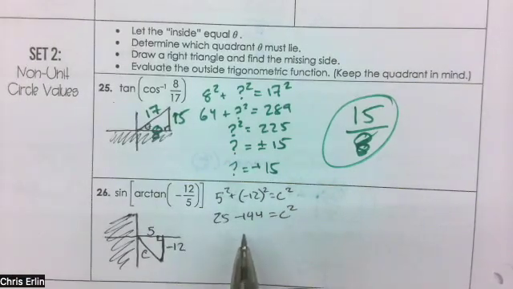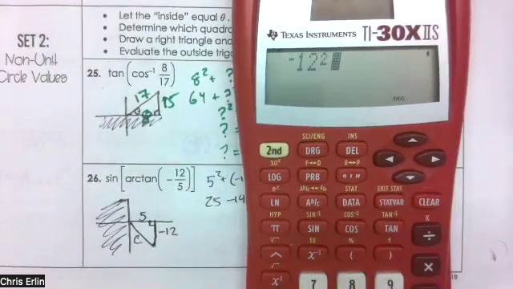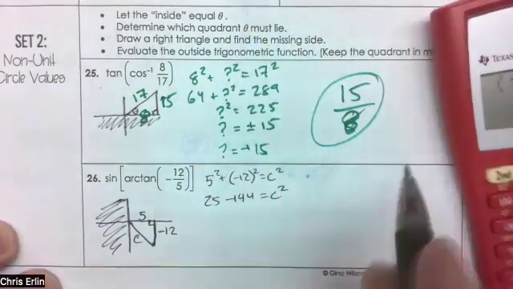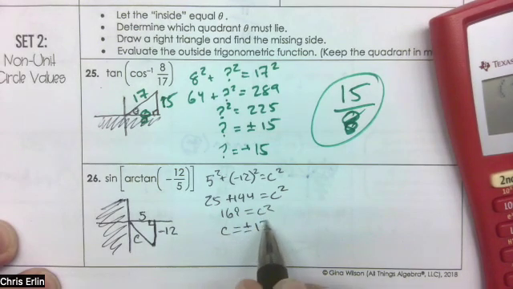I can't tell you how many times I saw this on the recent test. What's the mistake they made? They kept the negative. And probably what they did is they said negative 12 squared. Okay, my calculator says negative 144. When they should have said negative 12 quantity squared. So careful of your calculator. It's not always better. So 169 equals C squared. So C is equal to plus or minus 13.